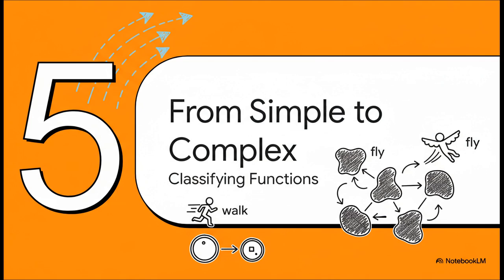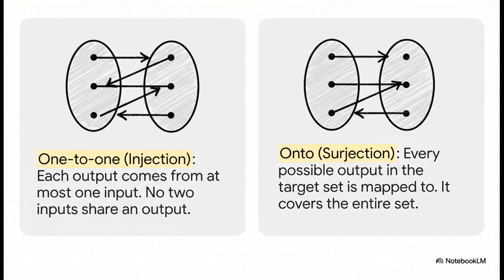Now, just like verbs in English can be very different, to walk is different from to fly, functions can describe all sorts of different kinds of relationships, and we can classify them to be even more precise. So here are two really important classifications. A function is one-to-one if every single output comes from a unique input. No two different inputs ever lead to the same output. On the other hand, a function is onto if it hits every single possible target in the output set. It doesn't miss any of them. It covers the whole thing.